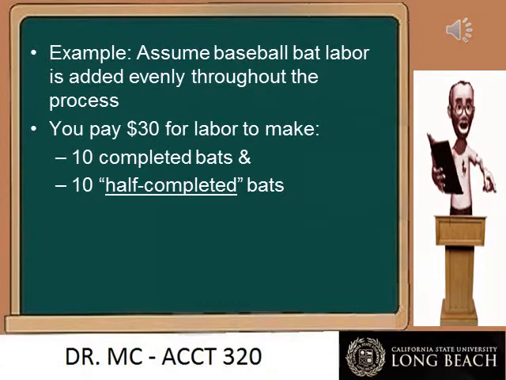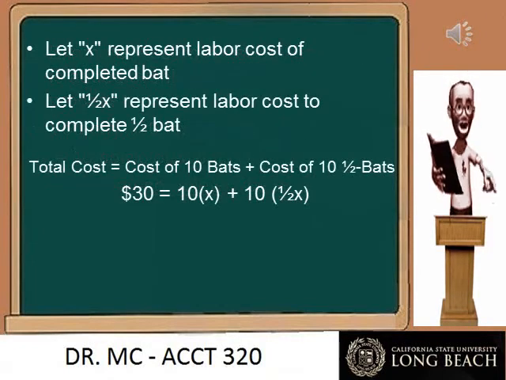Unlike an initial cost, there is less labor in a half-complete bat than a complete bat. Your denominator has to reflect that difference. Let X represent the labor cost in a complete bat, and let a half X represent the labor cost in a half-complete bat. So, the total labor cost of $30 is equal to the labor cost in 10 complete bats, which is 10 times X, plus the labor cost in 10 half-complete bats, which is 10 times a half X.